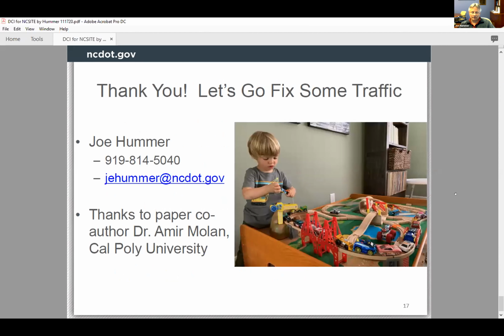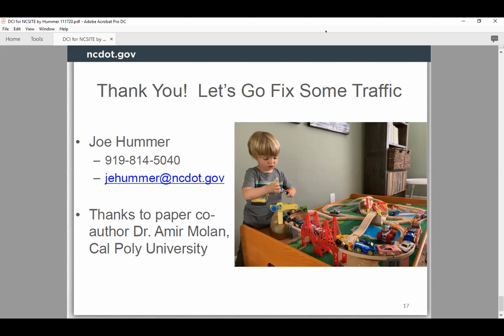So I do appreciate the time and the chance to spout off at intersections a little bit. That's my grandson fixing traffic in his world. Let's go fix traffic in our world. We've got a lot of interesting, exciting sites out there. Let's get back to it and let's go fix some traffic. And again, thanks to co-author Amir Milan, who's doing good work out in California. Great. Thanks, Kevin. Back to you.